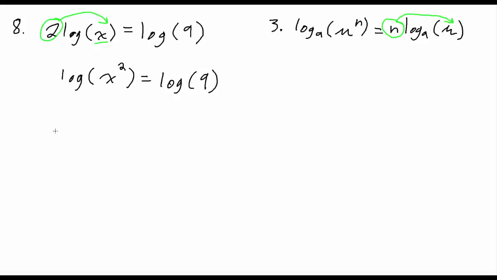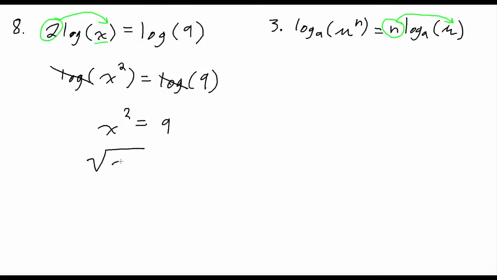Now we're going to use the shortcut method from problem number 7. These two logs have the same base. Remember that when you just see log, there's an imaginary base 10 down here. So we can just cancel out these two logs because they have the same base, leaving us with just x squared equals 9.